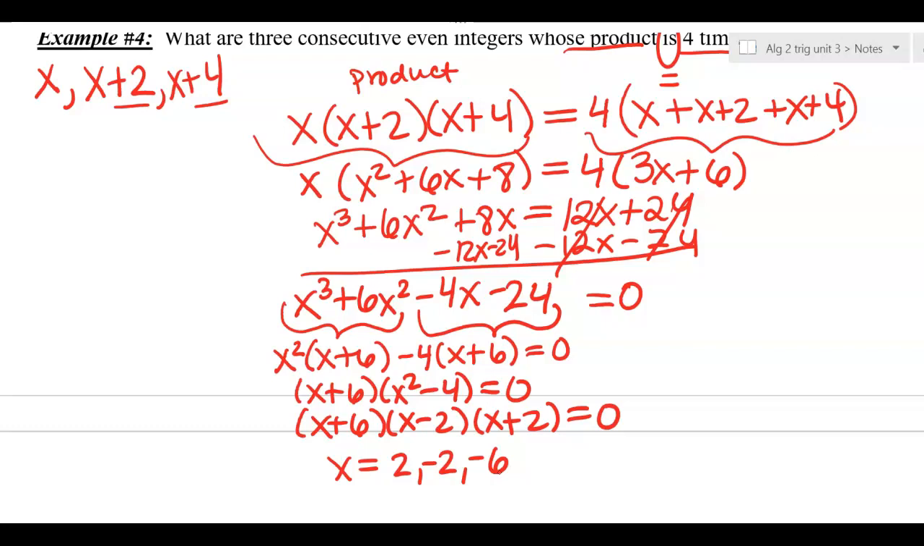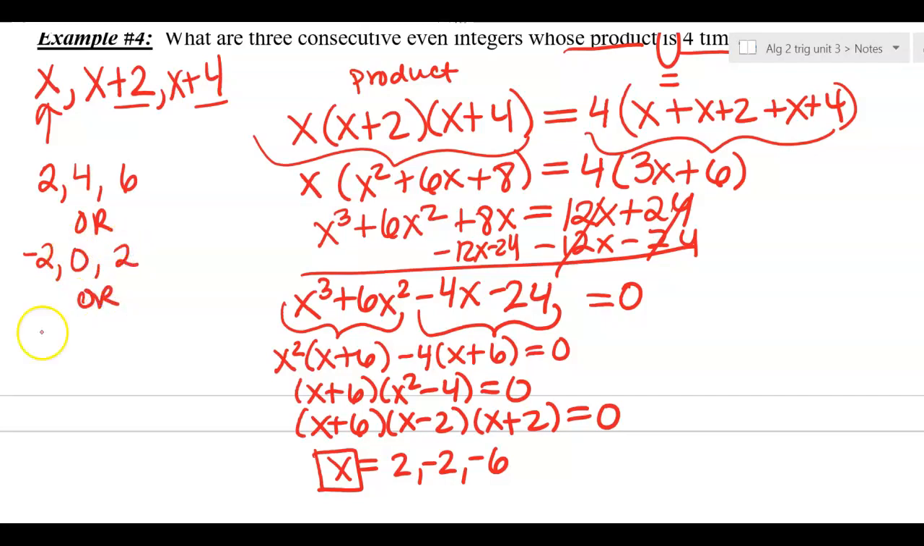These aren't the 3 numbers that are added together, because all 3 of these numbers are supposed to be for x. So when you look back at what just happened, you just found 3 options for the starting points of this sequence of integers. So the sequence of integers could be 2, and what comes after 2 would be 4 and then 6. Or the sequence of integers could start with -2, and what comes after that would be 0 and then 2. Or it could start with -6, and what comes after that would be -4 and then -2.